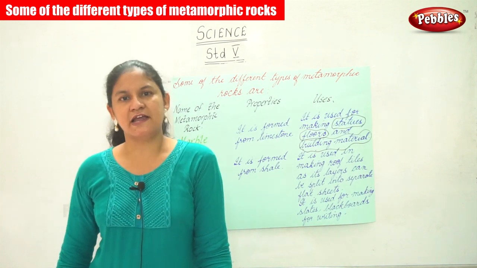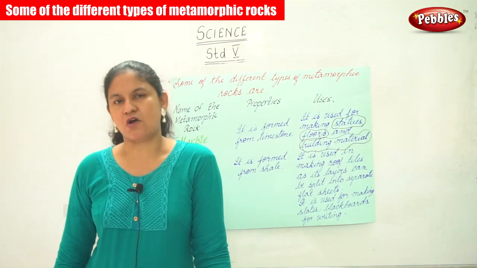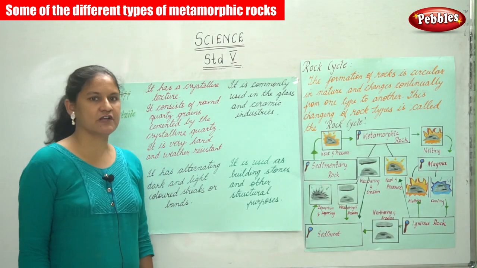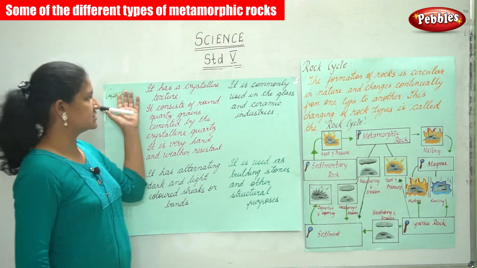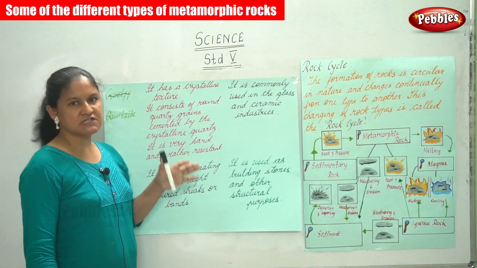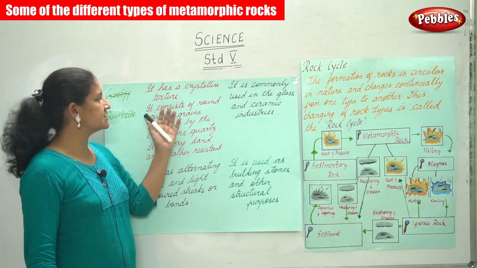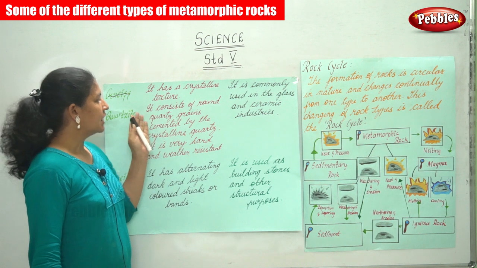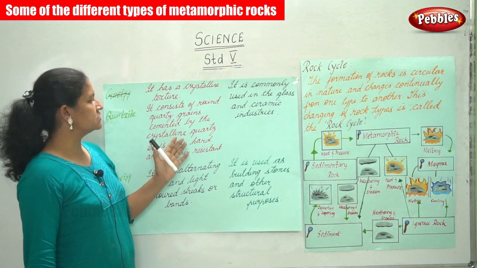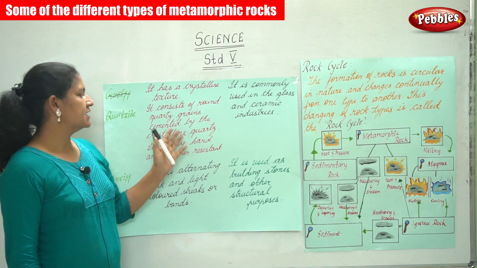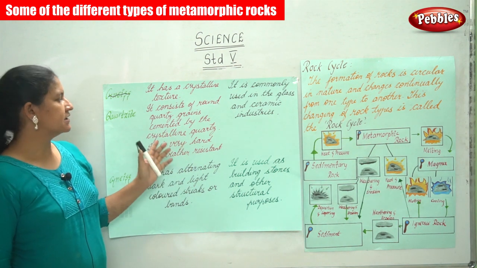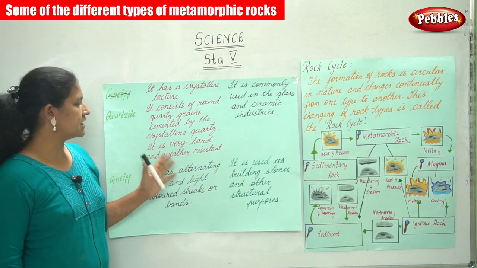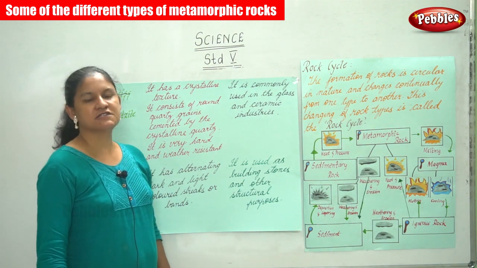Moving on to the next two metamorphic rocks. The next type of metamorphic rock is quartzite. The property of quartzite is that it has a crystalline texture. It consists of round quartz grains cemented by crystalline quartz. It is very hard and weather resistant.